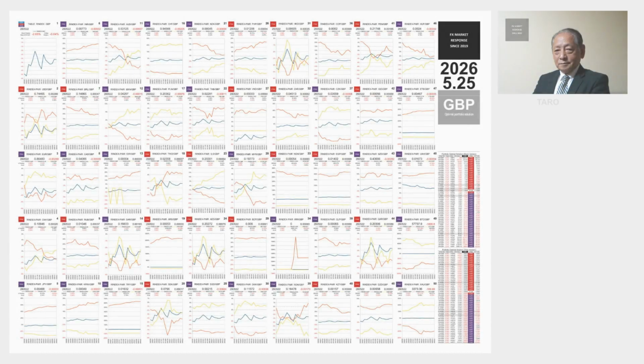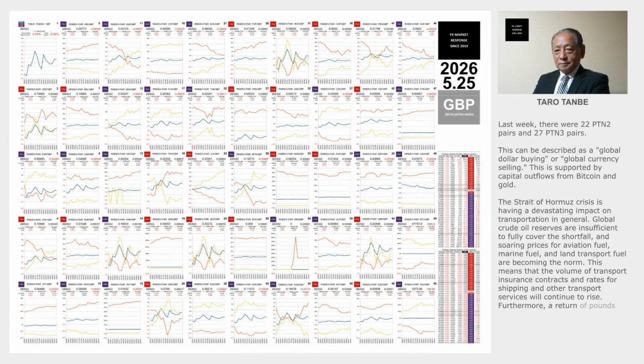Last week, there were 22 PTN2 pairs and 27 PTN3 pairs. This can be described as a global dollar buying or global currency selling. This is supported by capital outflows from Bitcoin and gold.